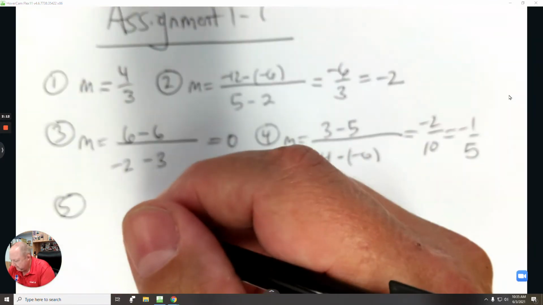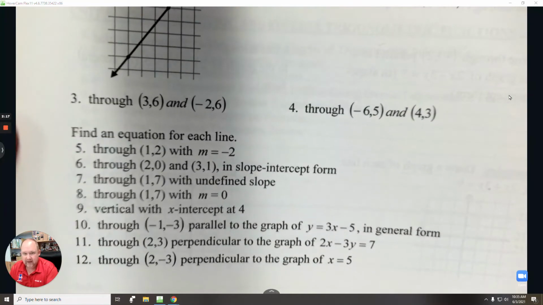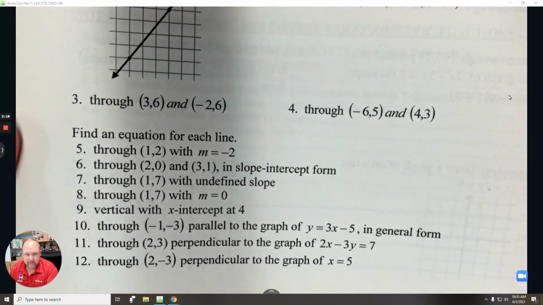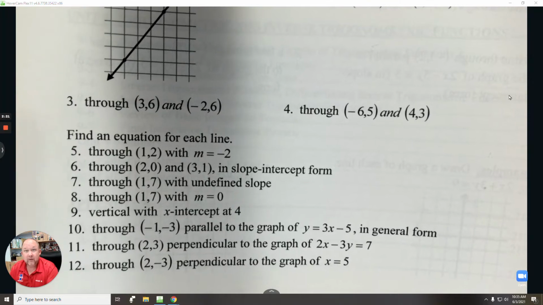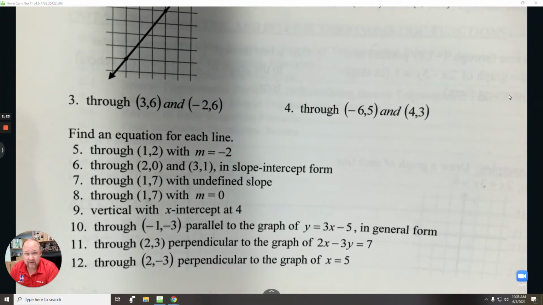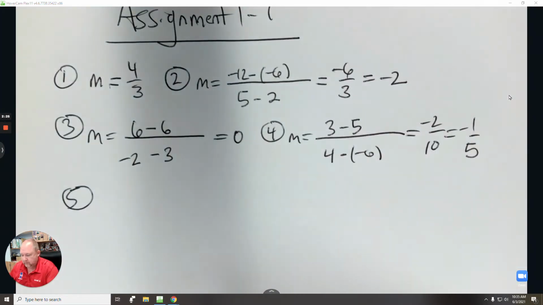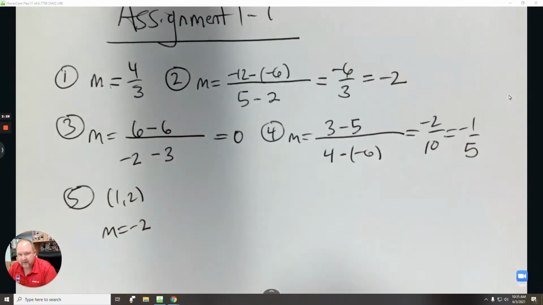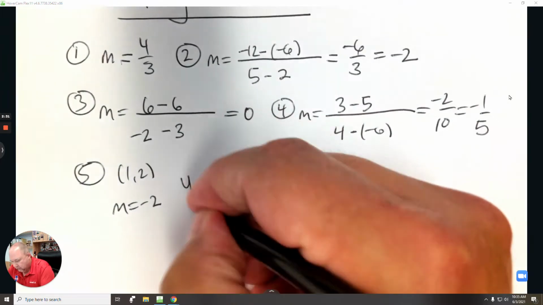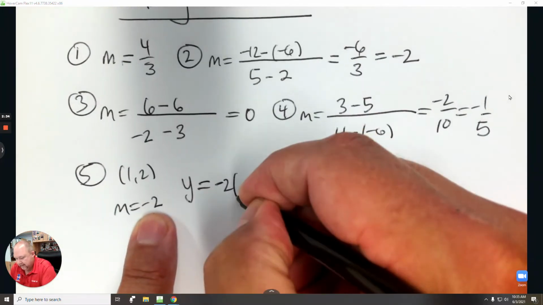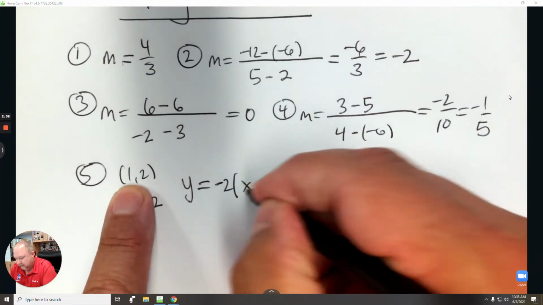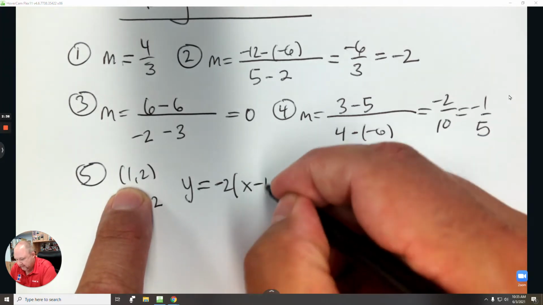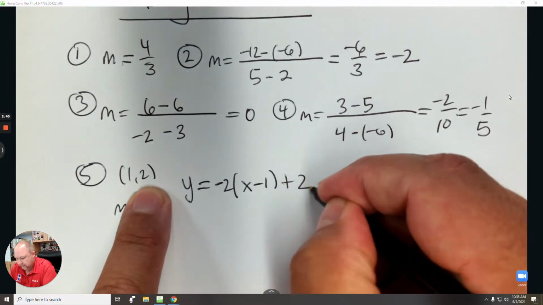Now it's questions to do with, can you write an equation of a line given that information? So we're going to practice writing it in HK form together. So the first one, you have a point and a slope. And what's the equation of that line? So it's y equals, the slope is -2. You go x and you change the sign. So it's x minus 1 and then plus 2.